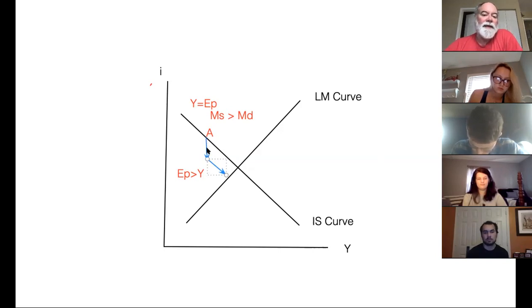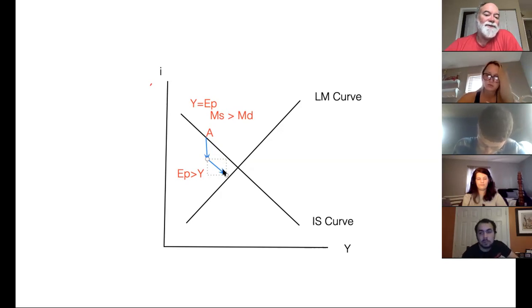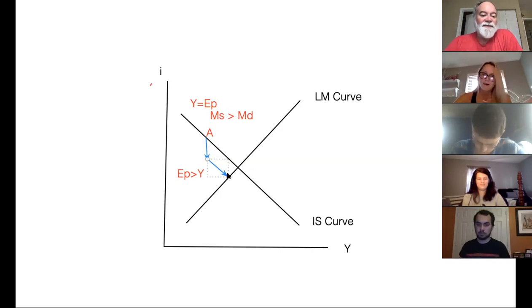So everybody see that? We started at A, the interest rate started to fall. And then when the interest rate fell, that stimulated GDP. And so GDP is rising as interest rates are continuing to fall. And this process continues. Maybe I can even stretch it out. Look at that. Until, bam, we hit the LM curve. Yay! The money market is in equilibrium. Aren't we excited?